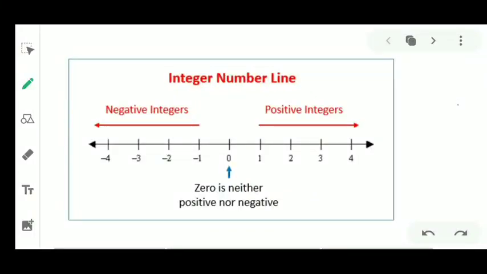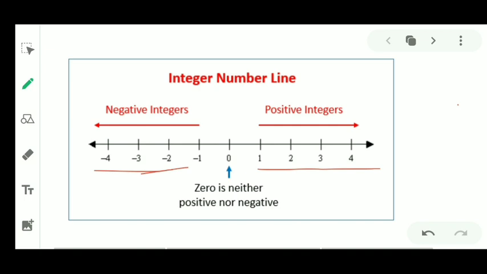Good morning, students. All of us know what a number line is. The numbers we see in the number line are called integers. On the right side of 0 we have positive integers. On its left we have negative integers. So we are all familiar with the integers.